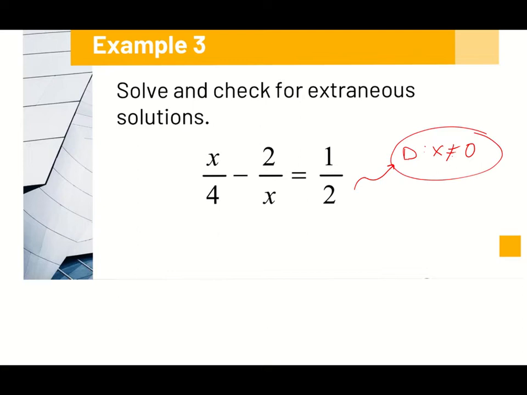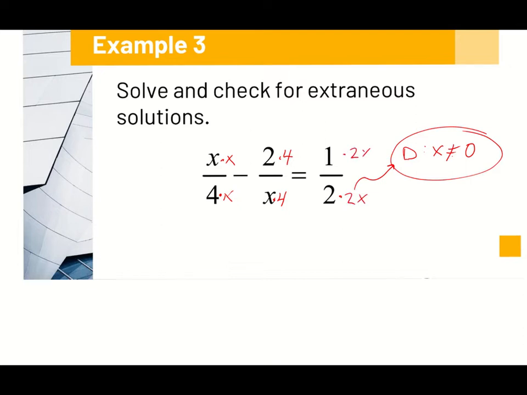So I have to think about what do I have to multiply each one by to get a denominator of 4x. So here I have 4, so I just have to multiply by x, numerator and denominator. Here I have an x, so I need to multiply by 4. And here I have a 2, so to get that to be 4x, I need to multiply by 2x.